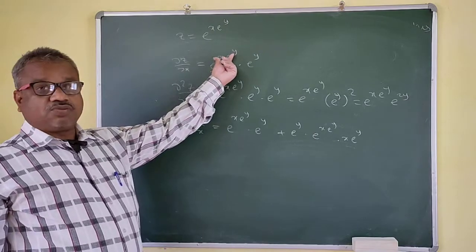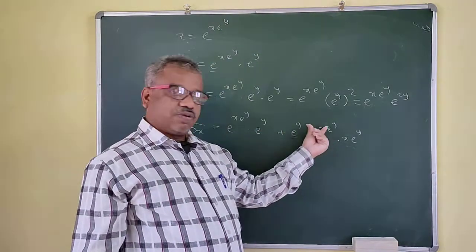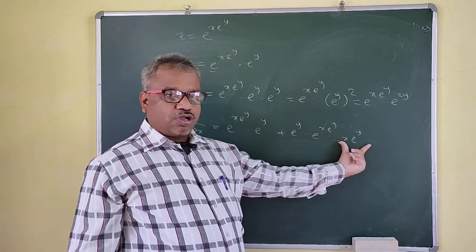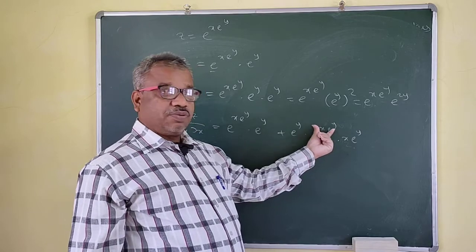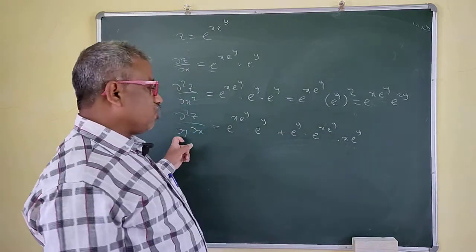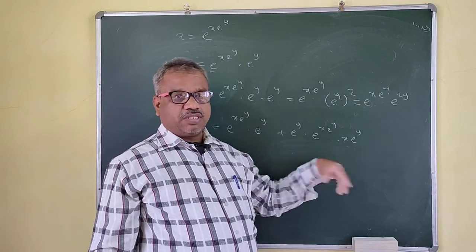We have to differentiate this, x e^y. This is e raised to something, right? e raised to something is e raised to something into the derivative of something. Something is x e^y. Now we have to differentiate x e^y partially with respect to y. So x will be a constant, and the derivative of e^y is e^y.